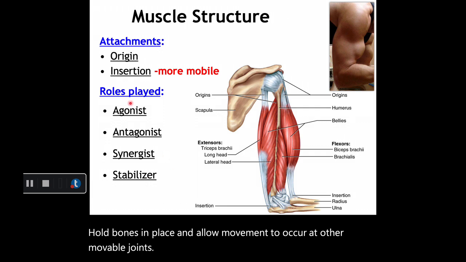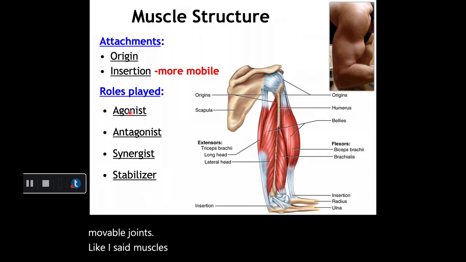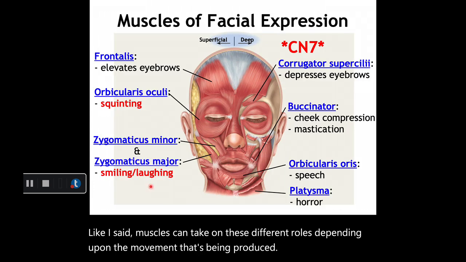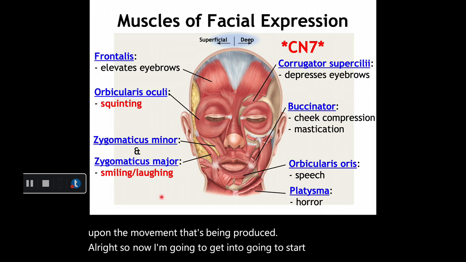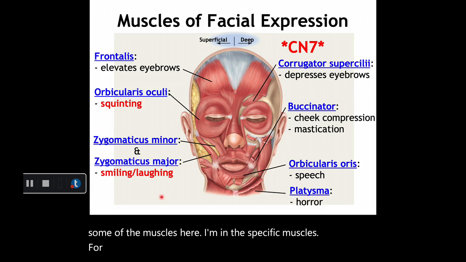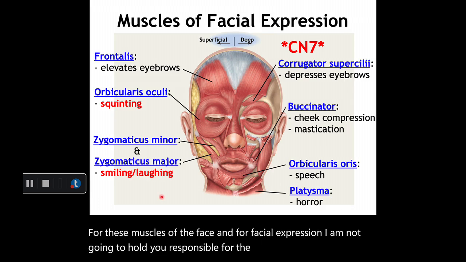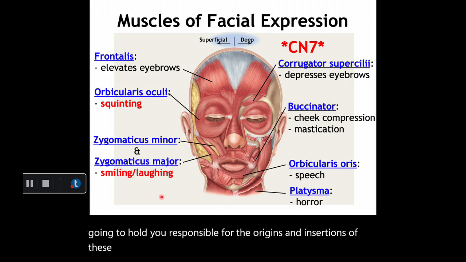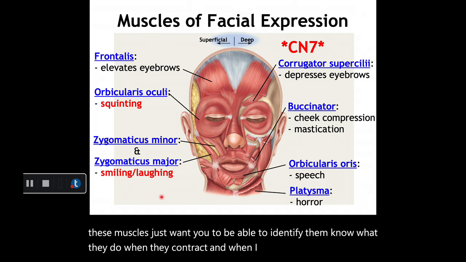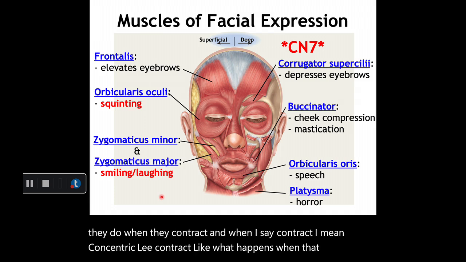Okay, well, like I said, muscles can take on these different roles depending upon the movement that's being produced. All right, so now we're going to start identifying some of these specific muscles. For these muscles of the face and for facial expression, I am not going to hold you responsible for the origins and insertions of these muscles. Okay, I just want you to be able to identify them and know what they do when they contract. And when I say contract, I mean concentrically contract, like what happens when that muscle shortens.